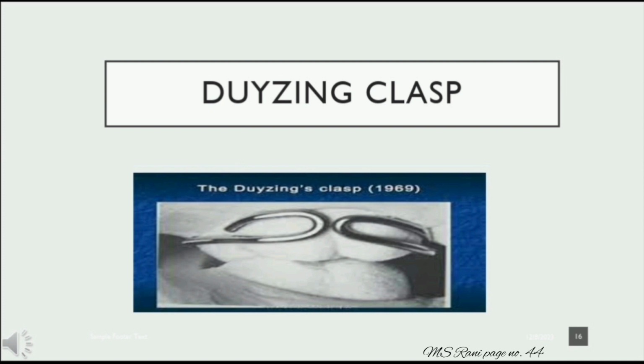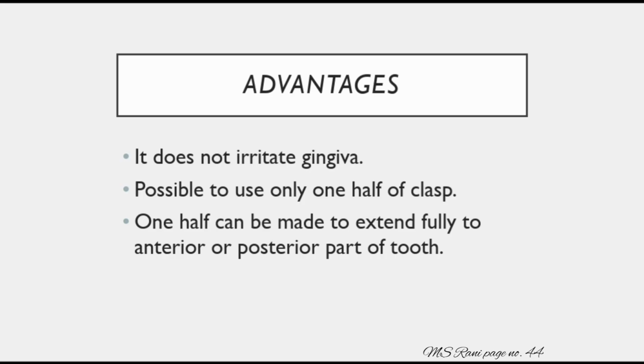The clasp is used to engage the buccal undercuts of the molar. It also comes with certain advantages and limitations. Now let's first see what the advantages are. First, it does not irritate the gingiva. It is possible to use only one half of the clasp, and one half can be made to extend fully to the anterior or posterior part of the tooth.